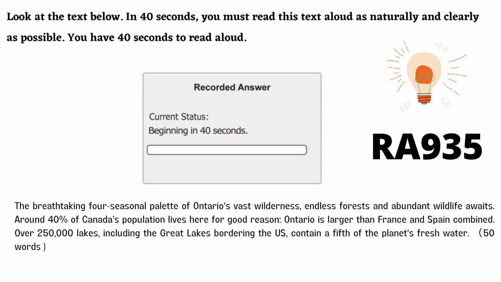The breathtaking four-seasonal palette of Ontario's vast wilderness, endless forests and abundant wildlife awaits. Around 40% of Canada's population lives here for good reason. Ontario is larger than France and Spain combined. Over 250,000 lakes, including the Great Lakes bordering the US, contain a fifth of the planet's fresh water.